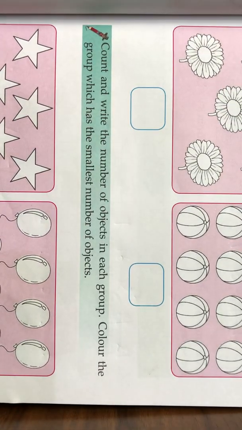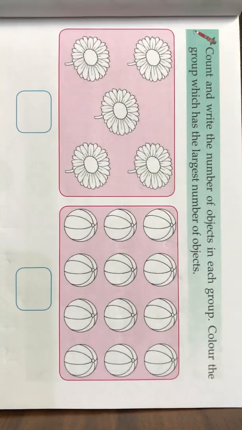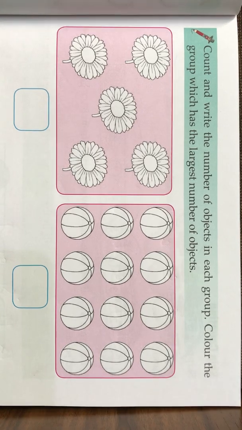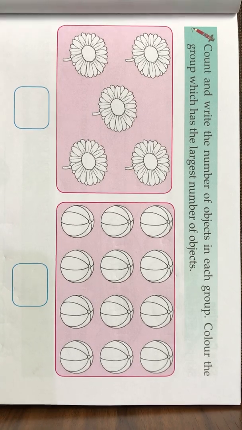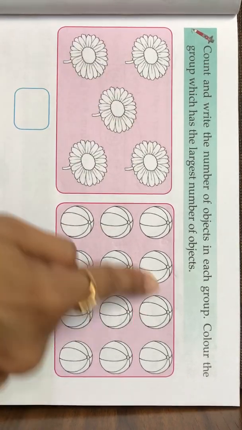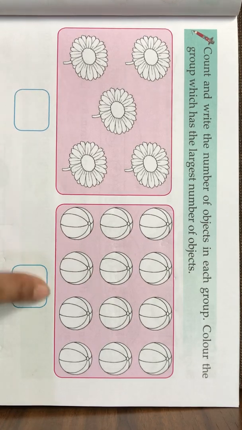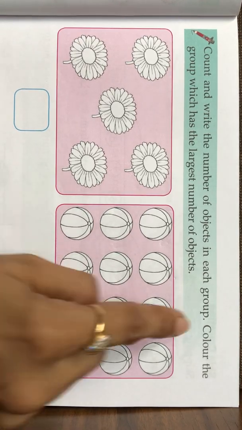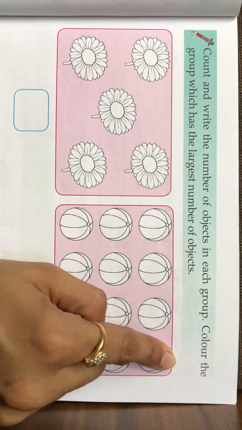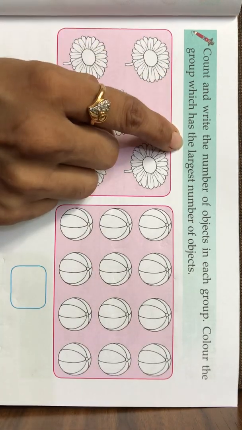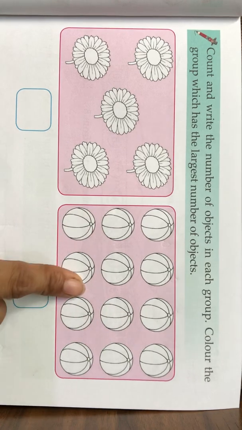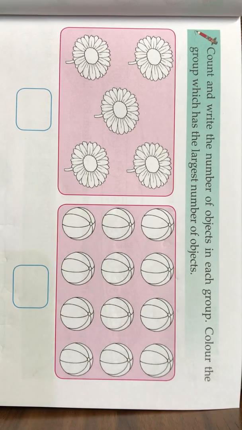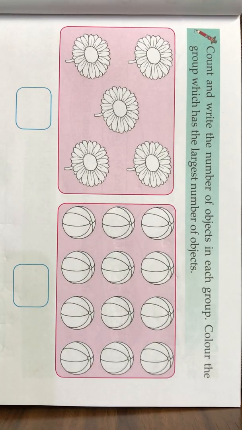Now let's come on page number 37. Children, count and write the numbers of objects in each group. You will count the objects in both groups, write down the number and then color. Color the group which has the largest number of objects. You will color the whole group which has the largest number of objects.